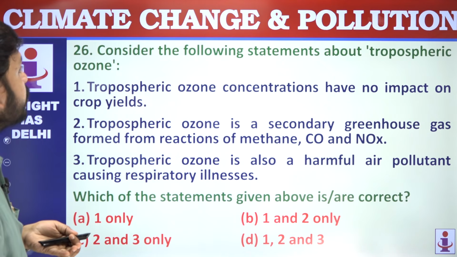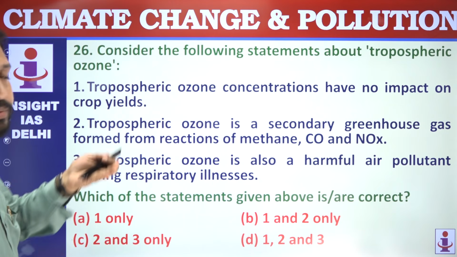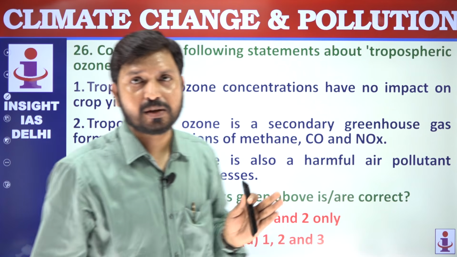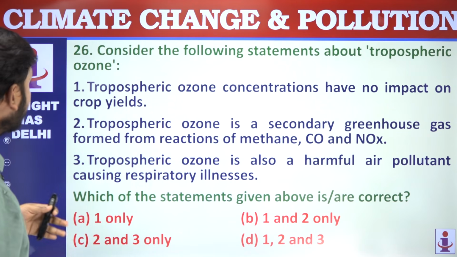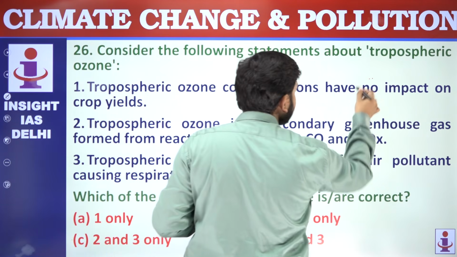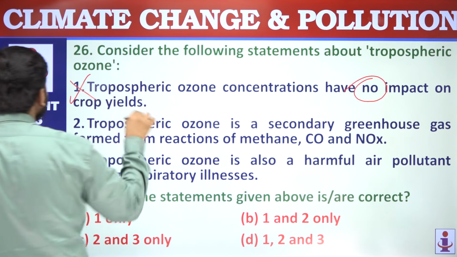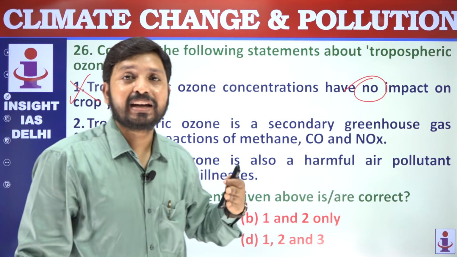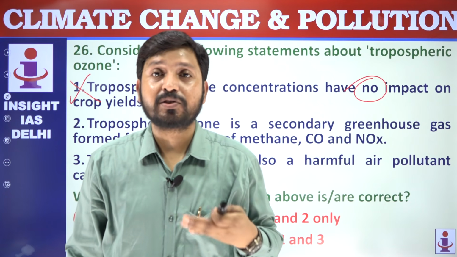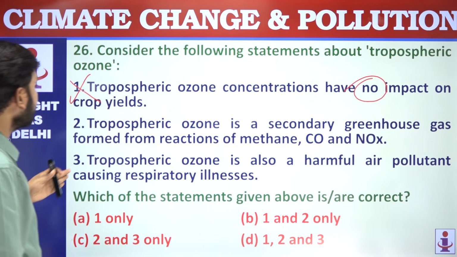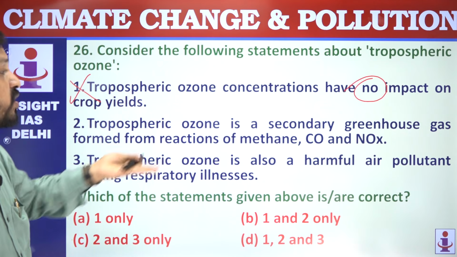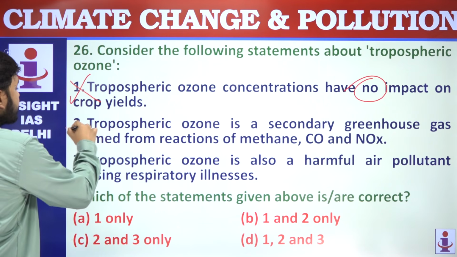Consider the following statements about tropospheric ozone. Tropospheric ozone, we know it is a pollutant. It's a greenhouse gas also, and it is a secondary pollutant. Tropospheric ozone concentrations have no impact on crop yield. No, this is wrong, because tropospheric ozone impacts the crop yield, for example by impacting photosynthetic activity, so crop yield and everything will be reduced. Next one. Tropospheric ozone is a secondary greenhouse gas formed from the reactions of methane, carbon monoxide and nitrous oxide. This is the right statement.